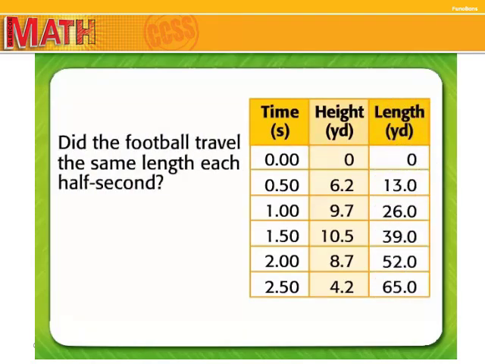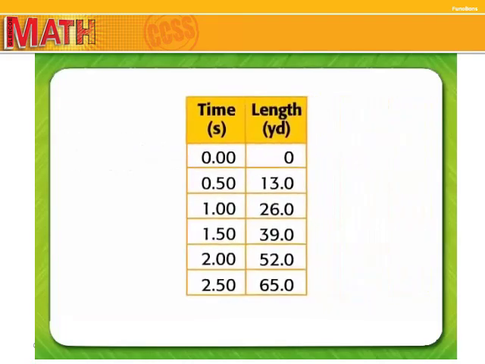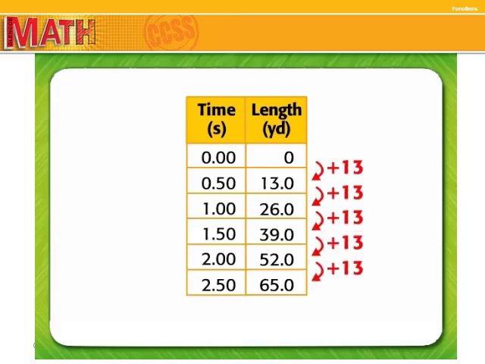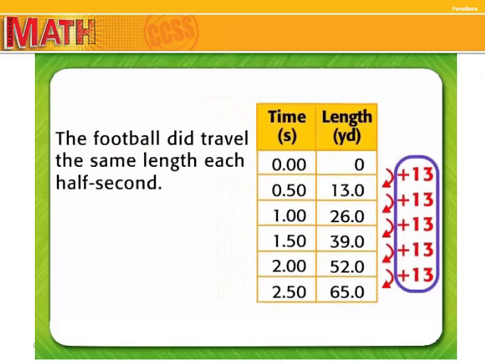Did the football travel the same length each half-second? Find the change in the length the football traveled for each half-second increase in time. The length increases by 13 yards for each half-second increase in time. The football did travel the same length each half-second.